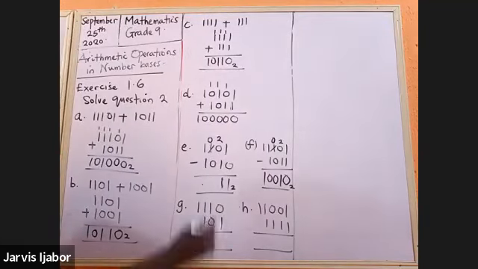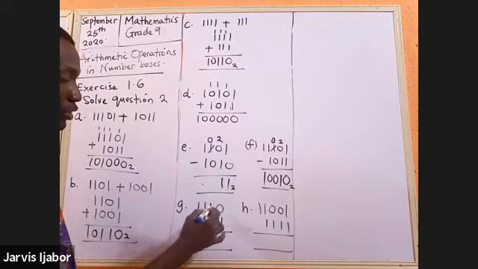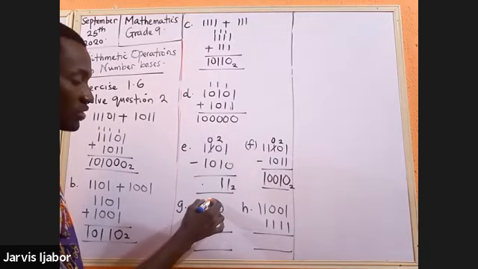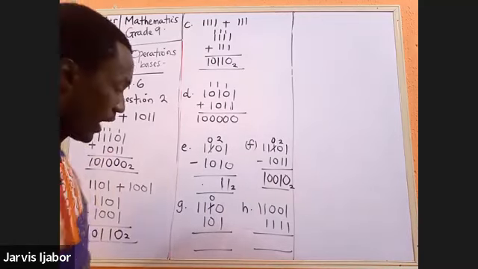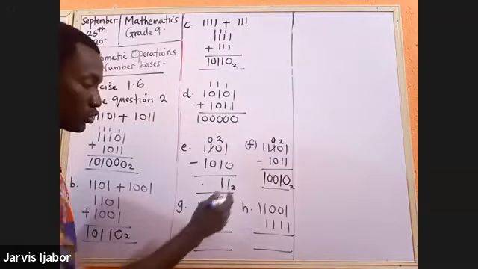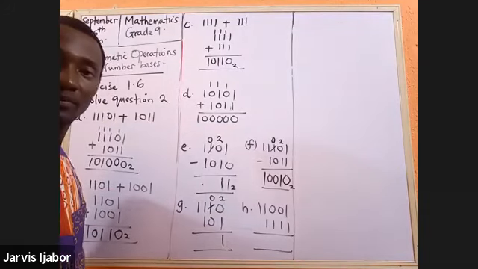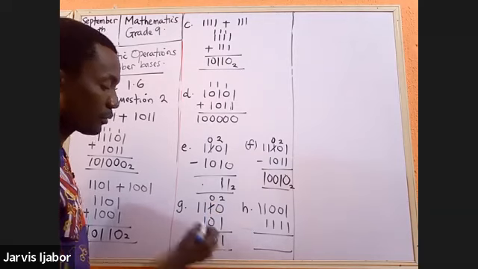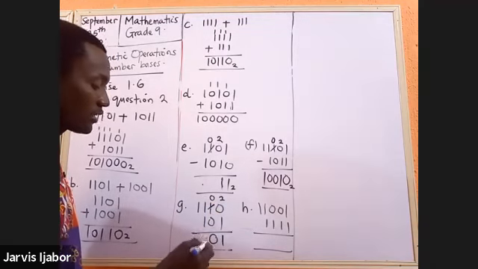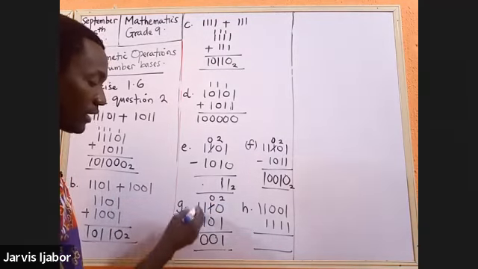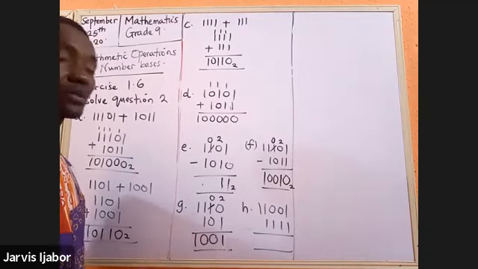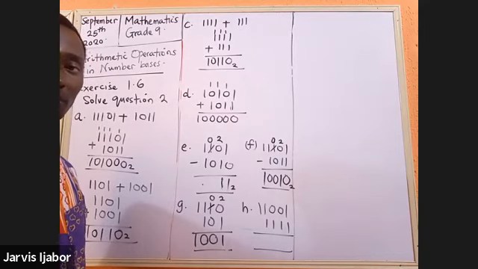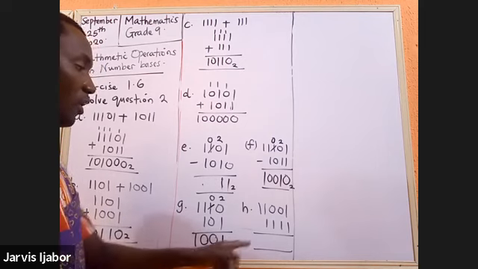So how do you take care of this? 0 minus 1 is not possible. So you have to borrow 1 from here. It becomes 0. Anytime you borrow, it is the base you are borrowing. And this becomes 2. 2 minus 1 is 1. 0 minus 0 is 0. 1 minus 1 is 0. And then this 1 is subtracting nothing. So it will be what? 1. Is that clear? I don't know that that is clear to us.